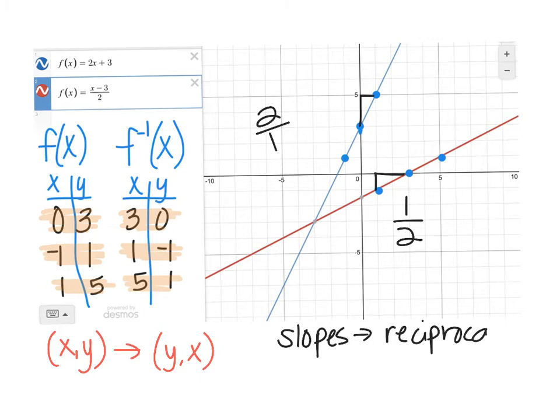Now, a lot of you guys maybe think you need to write opposite reciprocals. They are not opposite. Remember, opposite means their sign changes. That's with perpendicular lines. These slopes are just reciprocals. So 2 over 1, 1 over 2, they're just flipped.